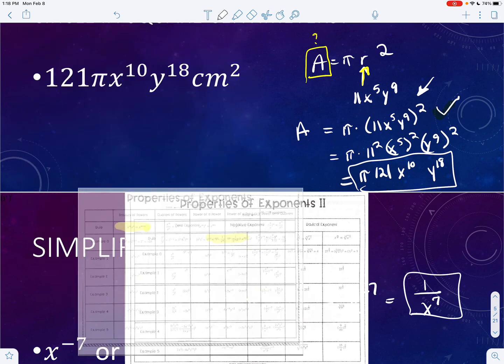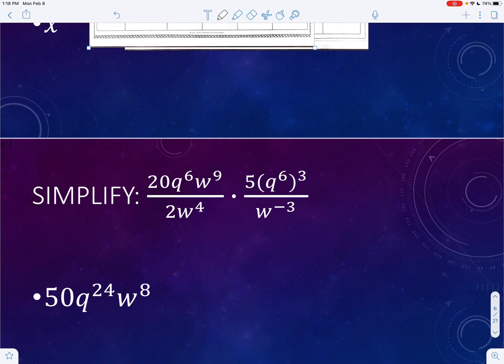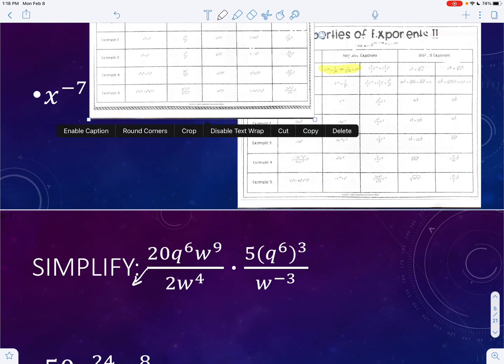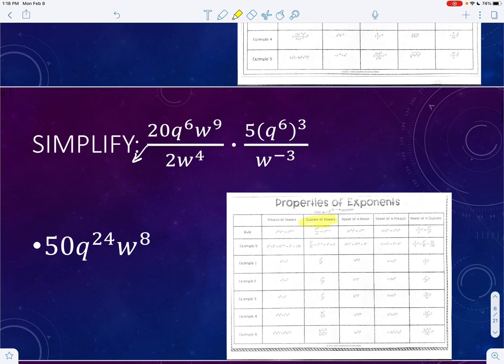All right, let's go to the next. So we have 20q to the 6, w to the 9 over 2w to the 4th, all of that jazz. I say take this one step at a time. We see this fraction bar, so we're going to be using the quotient of powers here. Let's get started.